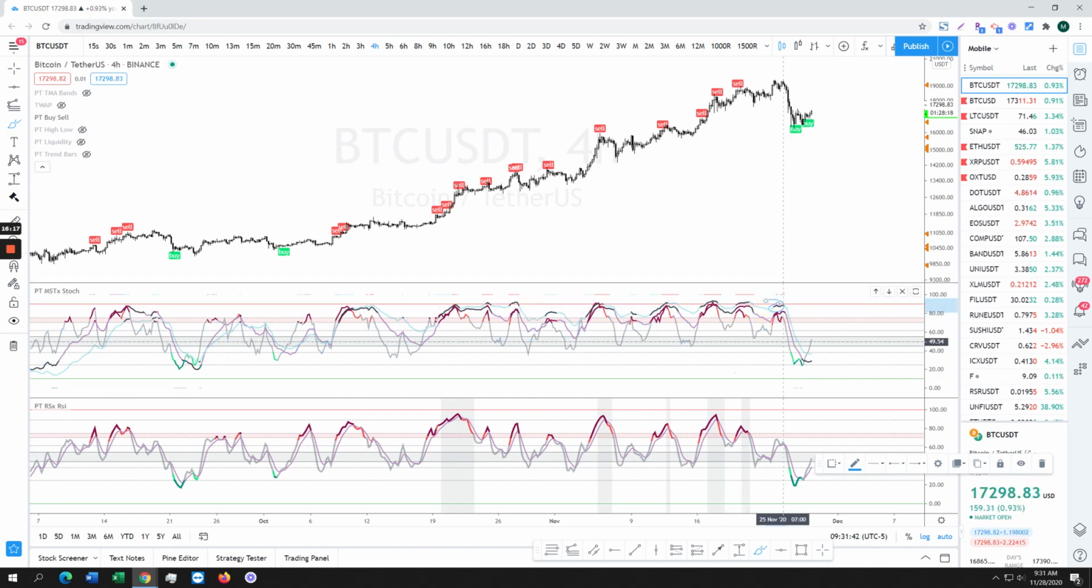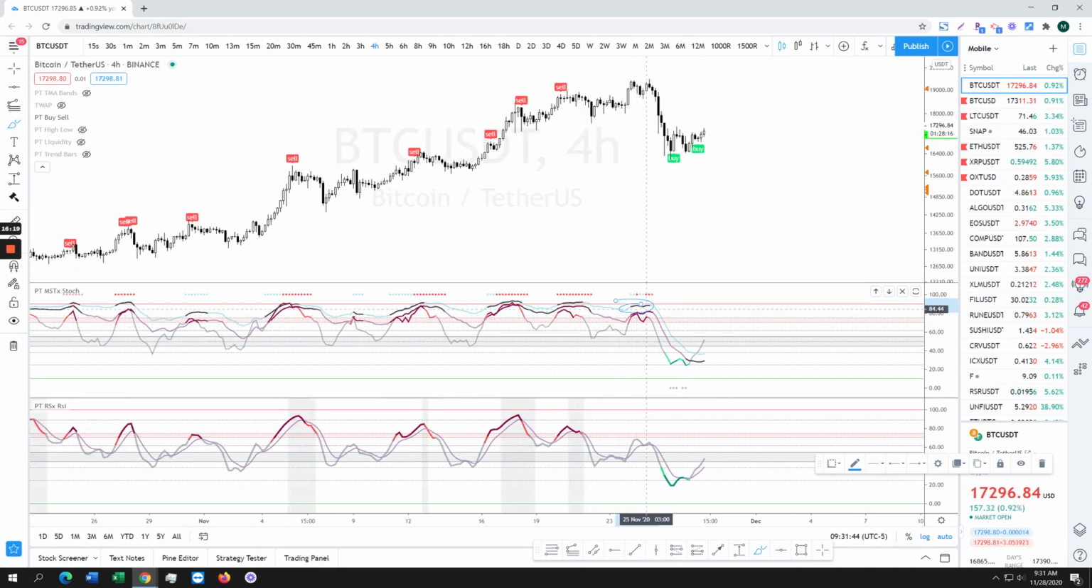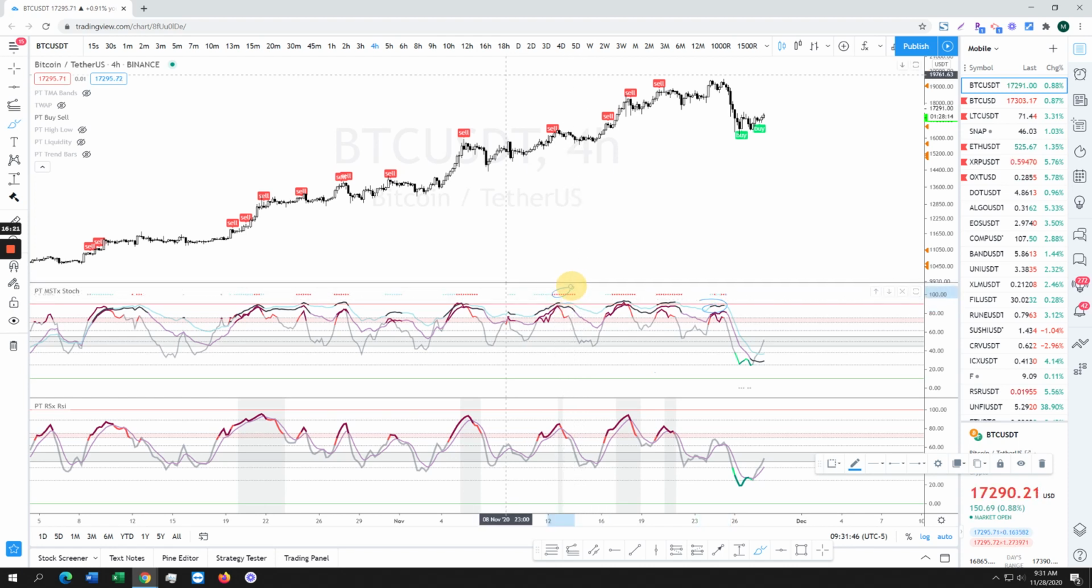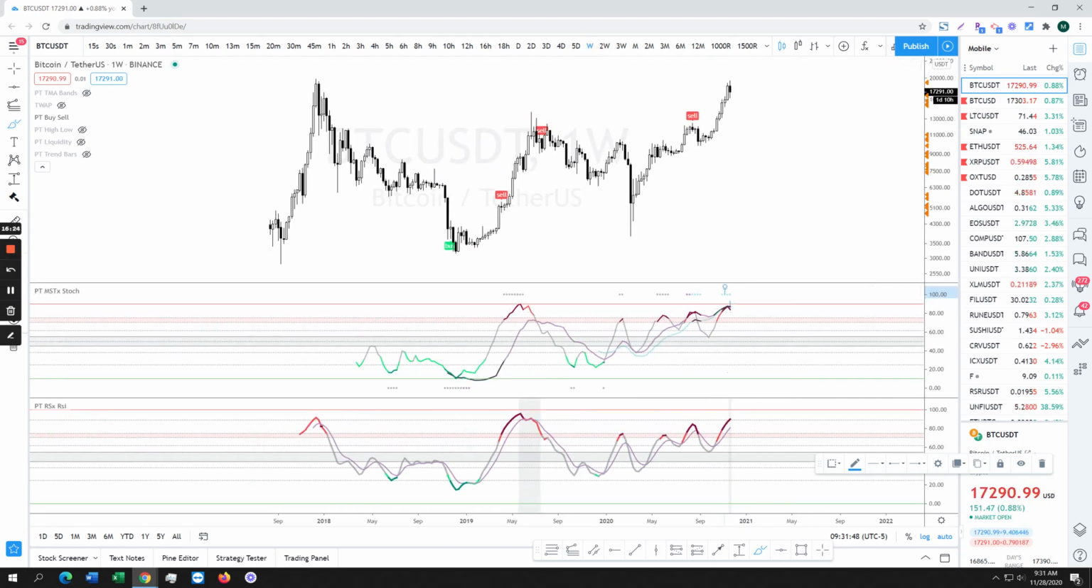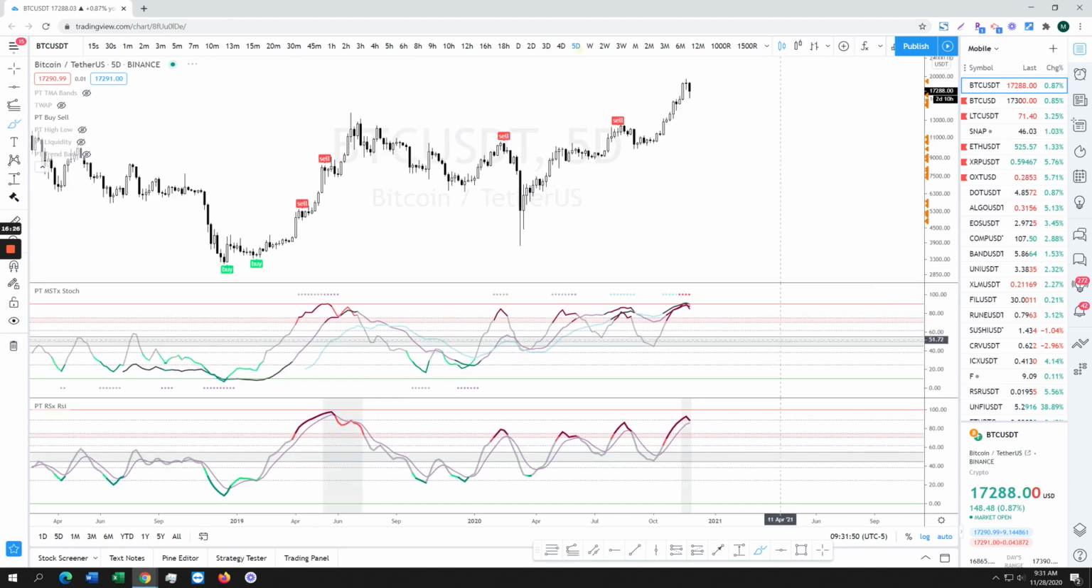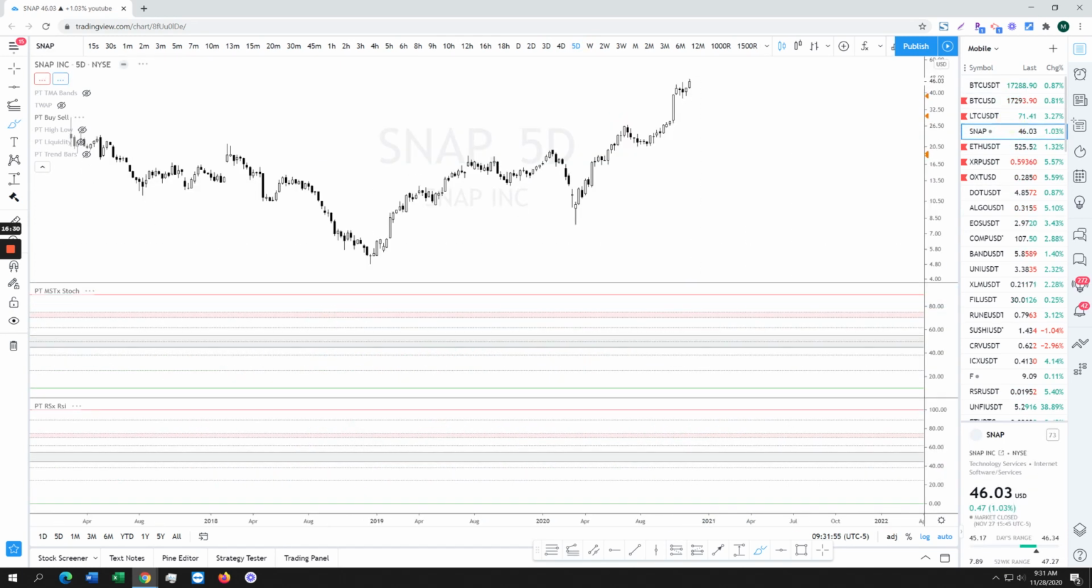Black. Everything is under, setting up for a beautiful dump. You got red dots all across the whole board. Look at this. Red dots across the whole board. A curl over here. Look what happened to Snap after the RSX crossed.